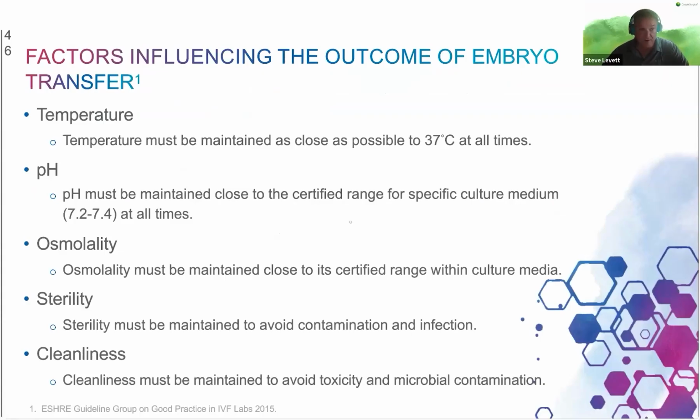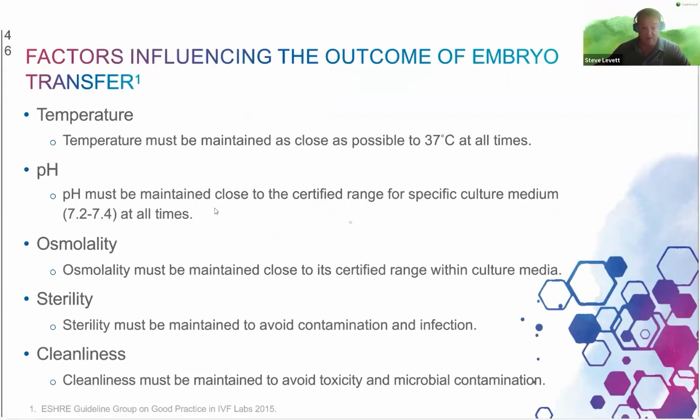Other things in the lab that we have to consider: temperature. We need to maintain the temperature as close to 37 as we can. We need to maintain a control on the pH throughout the process. Many embryologists make embryo transfer dishes or make the embryo transfer medium significant time before the embryo transfer. We have to be sure that at the time the embryo goes into that transfer medium, it's at the correct pH to give the best outcomes.